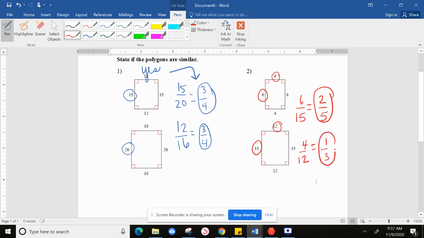Are these the same fraction? The answer to that is definitely a no. So are these rectangles similar? And the answer will be no, and that's why. So when you're trying to prove or show if they're similar or figure it out, look at the ratios of corresponding sides, and that will tell you what you need.